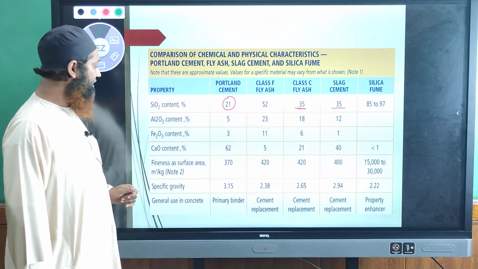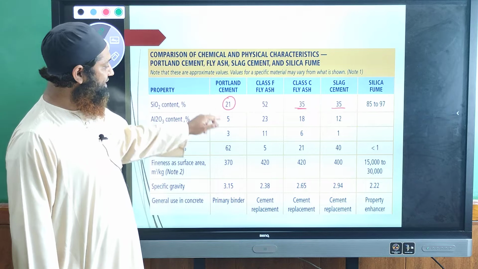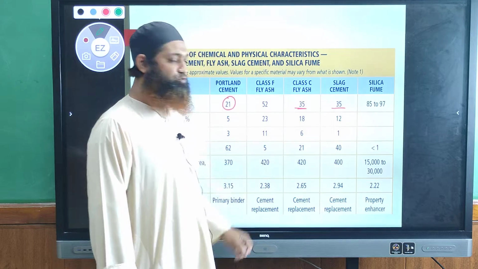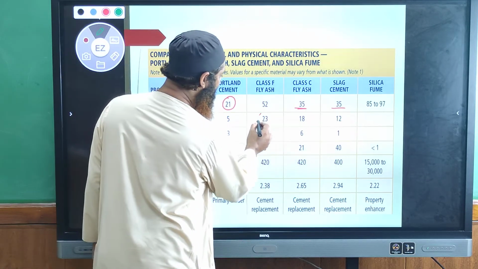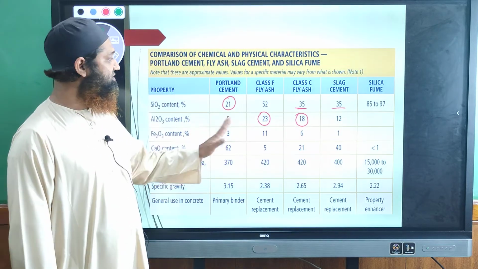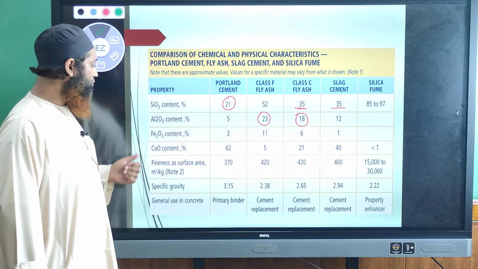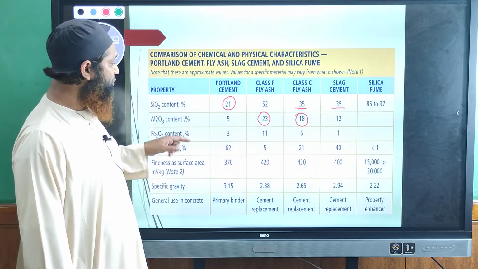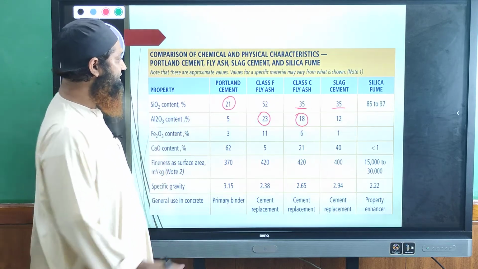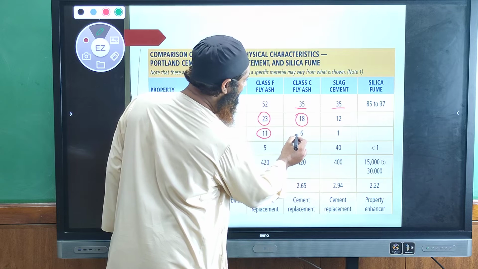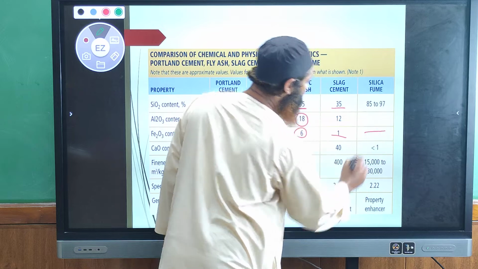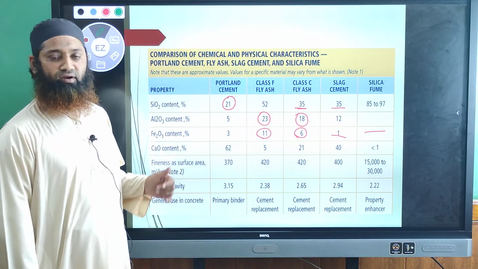Here we have aluminum oxide. In Portland cement it is only 5%, whereas in class F and class C fly ash it is 23 to 18%. So this is the difference in the chemical composition of these different cementing materials. In aluminum oxide, in Portland cement it is only 3%, whereas in class F fly ash it is 11 plus, and in class C fly ash it is 6%, whereas in slag cement it is only 1%, and in silica fume there is no content of aluminum oxide.